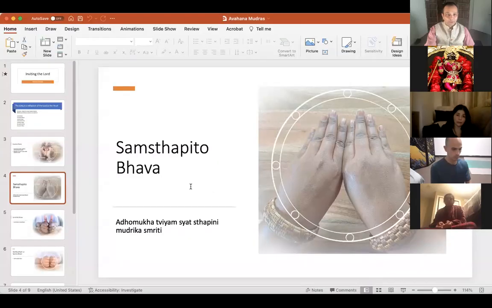It gives an indication also. So avahana, second is samsthapito. Okay, so two we did. Then I will have a quiz. Okay, let's see how many of you remember.